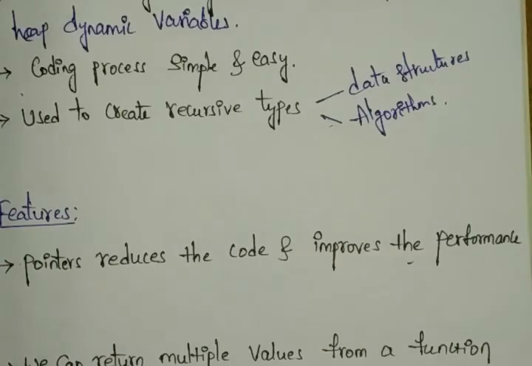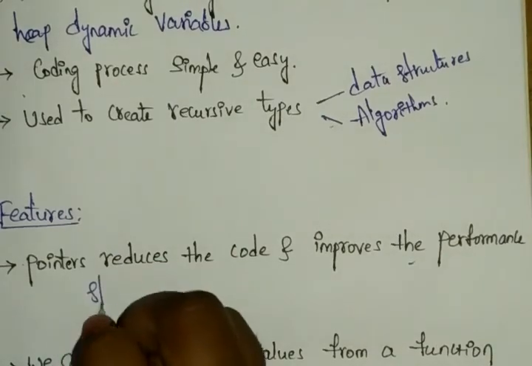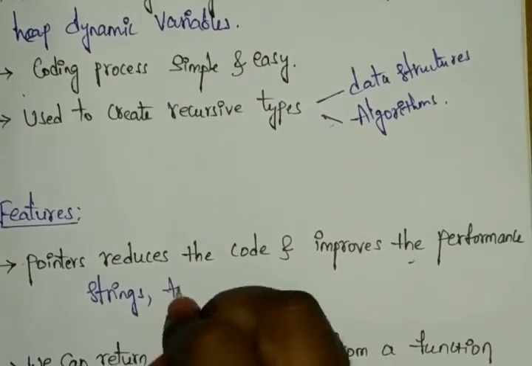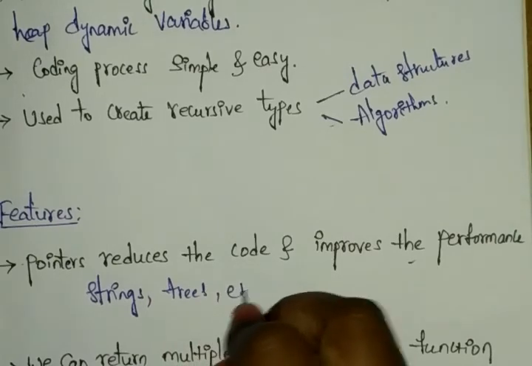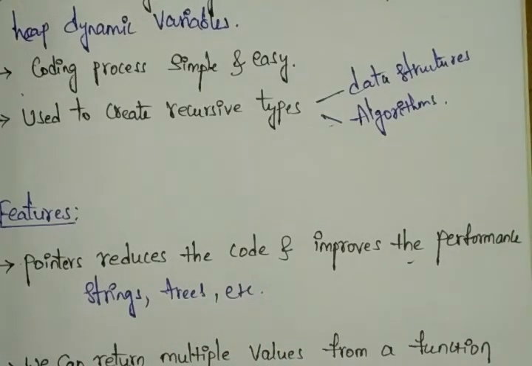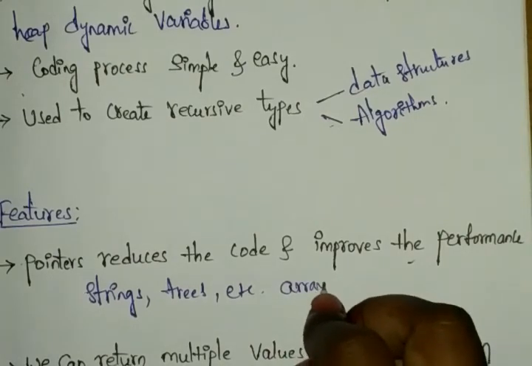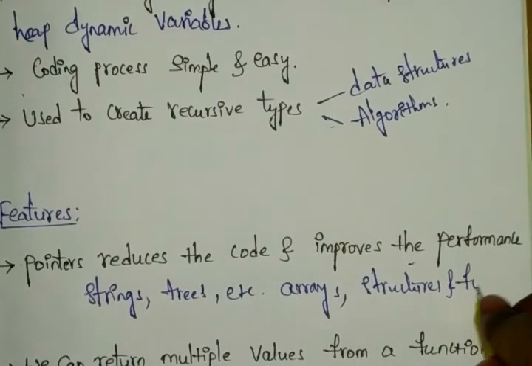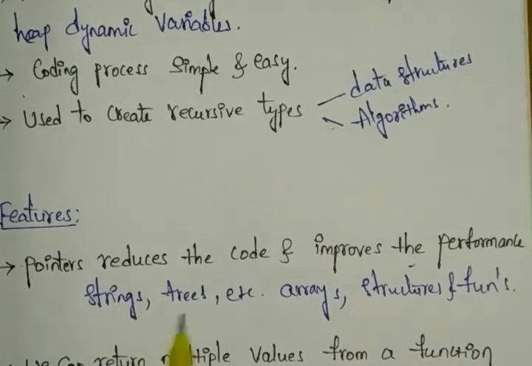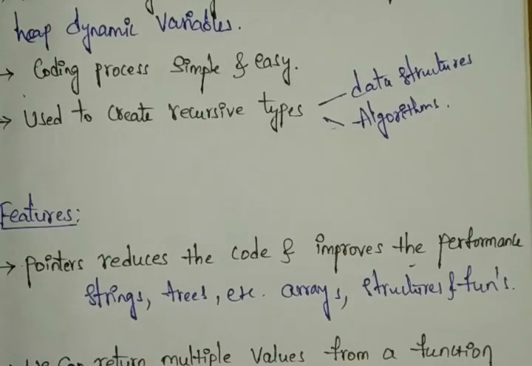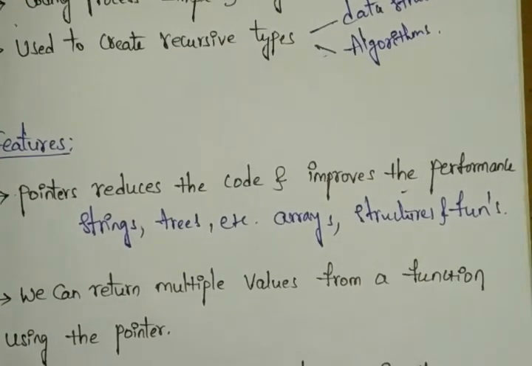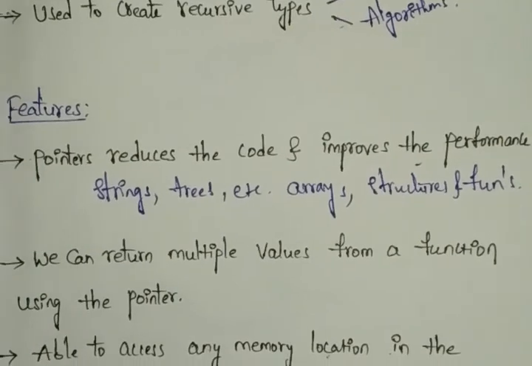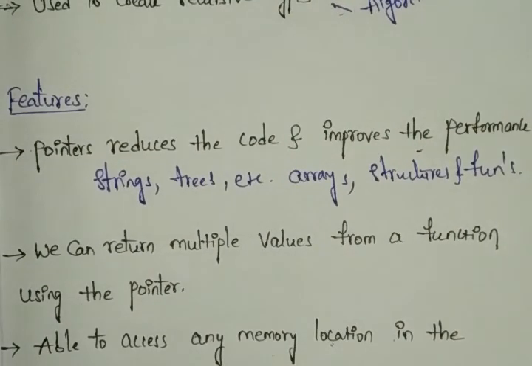So these are used to retrieve strings and trees, etc. Like this you can use them, and also we can use them in arrays, structures, and also in functions. Okay, so not only in strings and trees, we can also use our pointers with arrays, structures and functions. And we can return multiple values from a function by using the pointer.